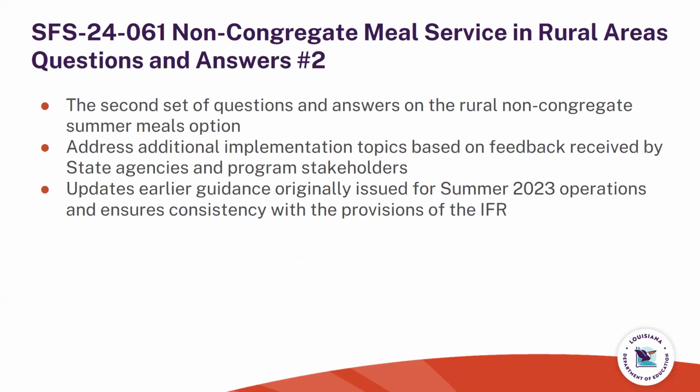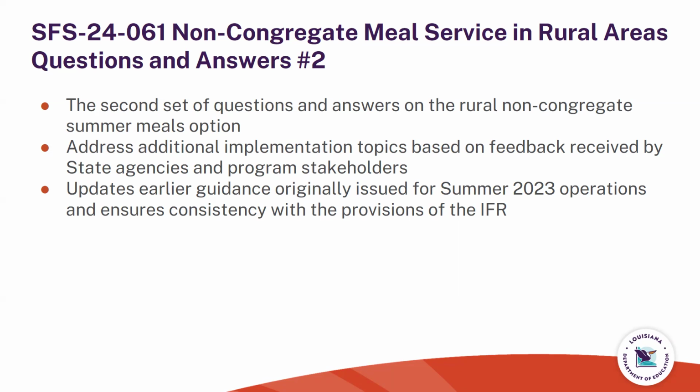Memo SFS 24-61 is also about summer feeding, and it's about non-congregate meal service in rural areas, and it's questions and answers number 2. So this memo is the second set of questions and answers for the rural non-congregate summer meal option that was established through the Consolidated Appropriations Act of 2023 and codified through the interim final rulemaking. And the purpose of this memo is to address additional implementation topics based on the feedback that was received by state agencies and program stakeholders.